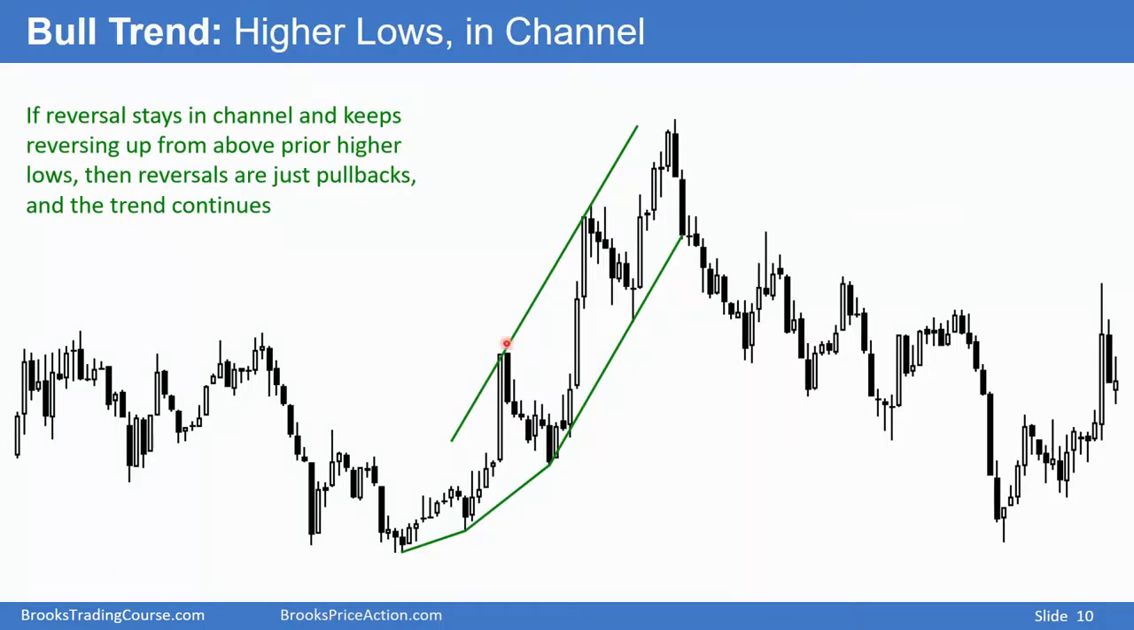We have a bull trend, a reversal attempt, but the trend continued. A bull trend, a reversal attempt, but the trend continued. Anytime you have a reversal attempt in a bull trend and the trend resumes, that reversal attempt is a bull flag. So bull flag, reversal attempt, but the trend continued, bull flag.